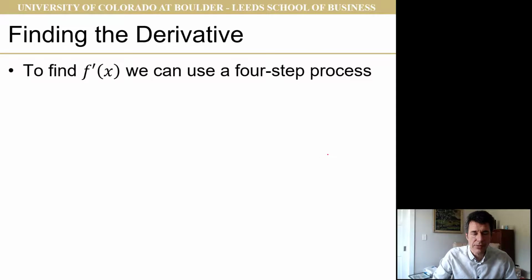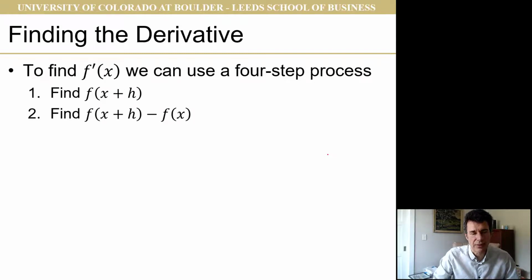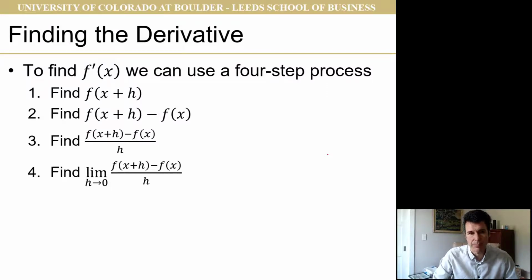Okay, finding the derivative. This is a 4-step process. It's straightforward, and you're taking that limit, so it's just the steps in finding the limit. First, find f of x plus h. Second, find f of x plus h minus f of x. Third, find f of x plus h minus f of x divided by h. And fourth, take the limit.